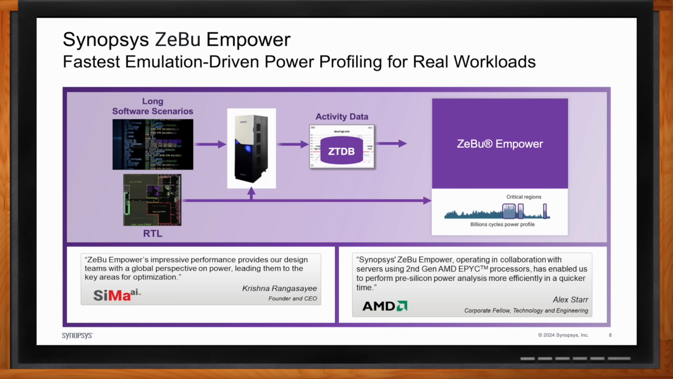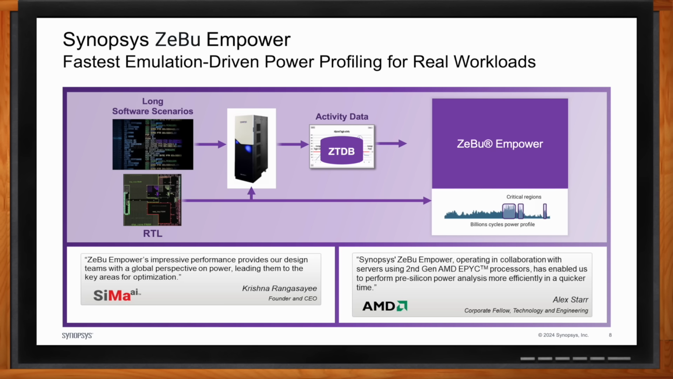And in fact, I referred to SEMA.ai just a few minutes before. And here's a quote from their CEO that says that it's the ZeBu Empower solution that enabled them to drive that 2.5x energy efficiency improvement. On the right side, you have a note from AMD that is really heavily using the ZeBu Empower solution for their EPYC processors. So, can you give us some more details on power profiling?